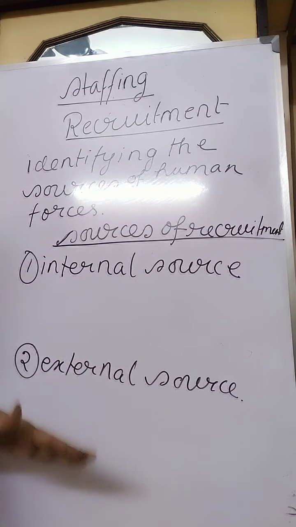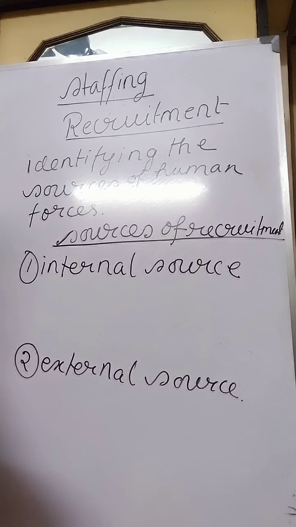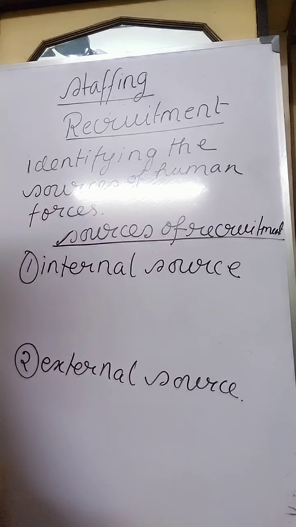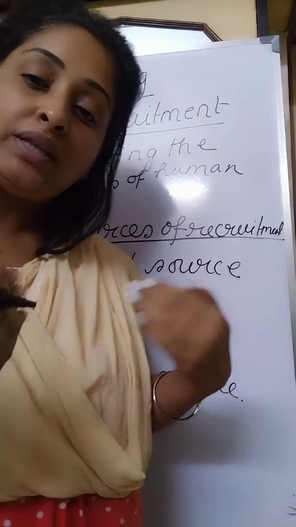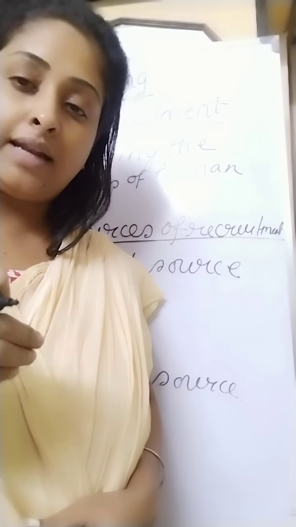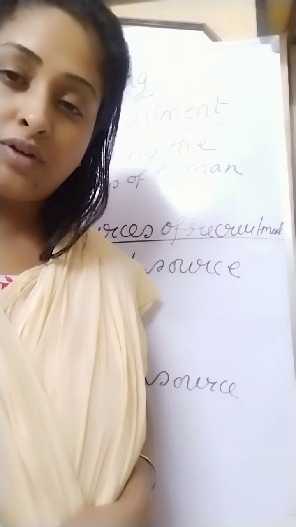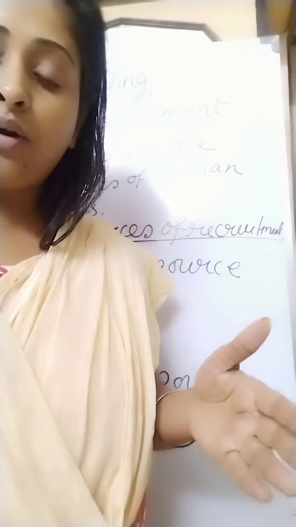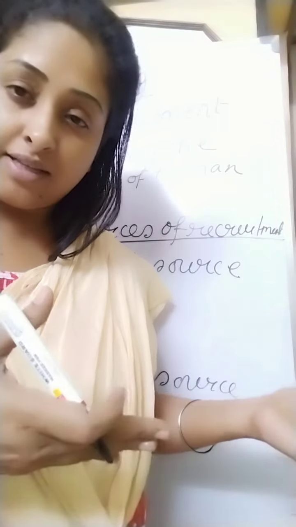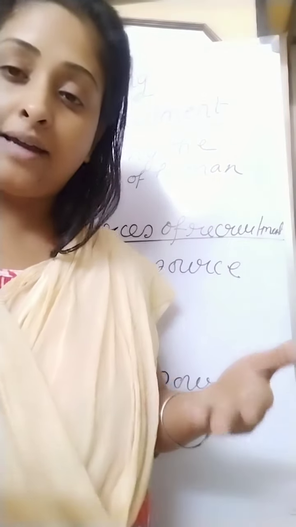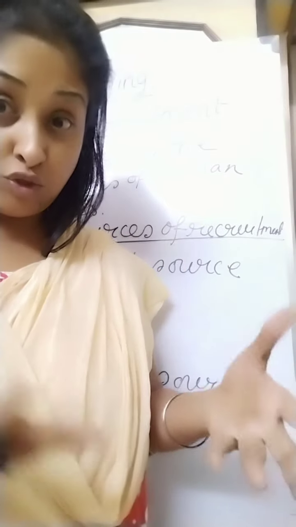Internal sources refer to the present working force of an organization. Internal sources of recruitment include the personnel department and the payroll of the organization. When recruitment is made from within the organization, it is called internal recruitment. Now you will ask where from the internal recruitment is made. It can be done through transfer of an employee from one place to another. It can be done by promotion of a lower rank employee to a higher position.